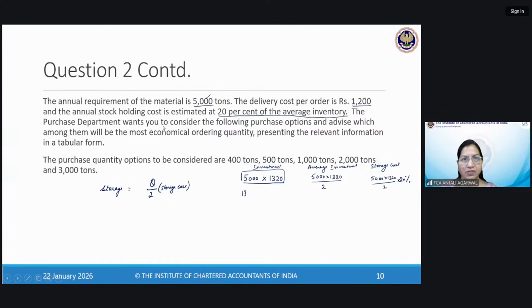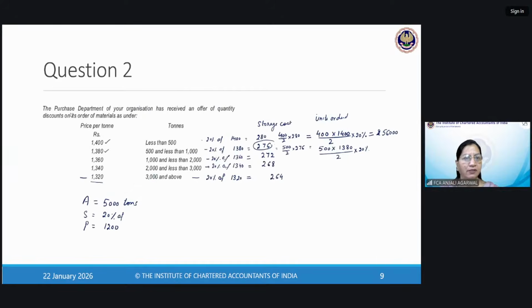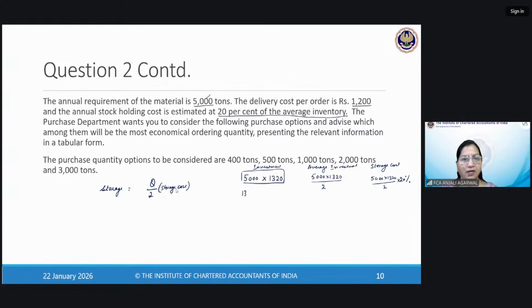This will be given in the question generally, because I think it will help you to capture the essence and to ensure that all the students take the same options here. So the purchase department wants you to consider the following purchase options and advise which among them will be the most economical ordering quantity, presenting the relevant information in a tabular form. Look at the question again. So you have successive discounts: 1,400, 1,380, 1,360, 1,340, and 1,320. And total units to be ordered are 5,000.